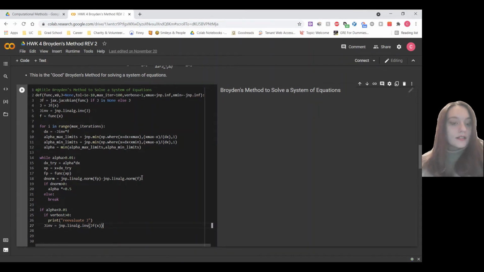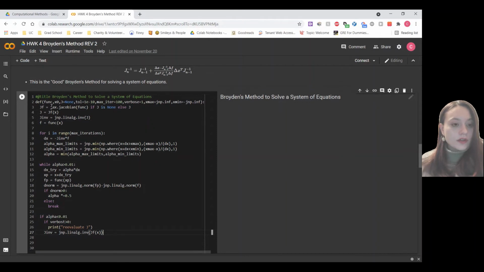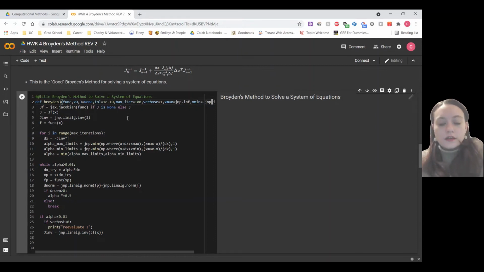So it's the next day and continuing on with solving a system of equations using Broyden's method. So we had defined our function for Broyden's method. And actually, I didn't give it a name. I'll say Broyden 3, since that's what it was named in class. And we calculated our Jacobian automatically using jax.numpy. So then we set that equal to our Jacobian. We calculated the inverse for our Jacobian and also defined our function.